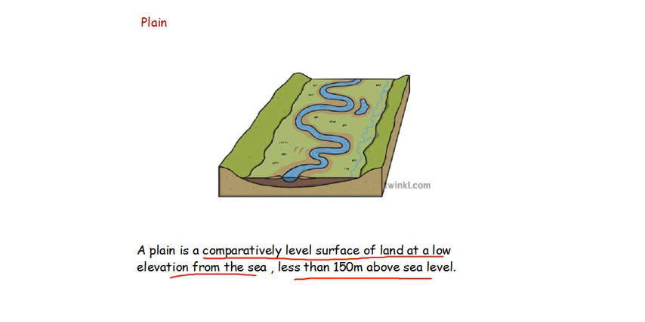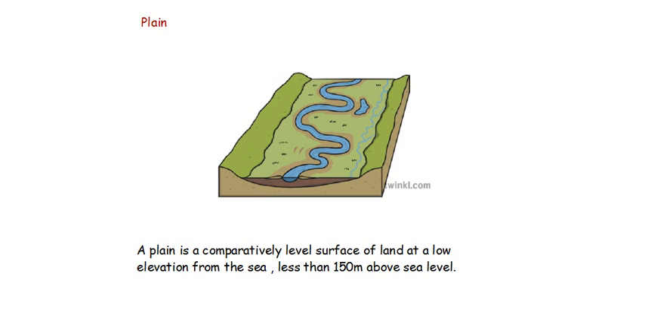Now if we compare plain with other two landforms, that is plateau and mountain, we will see that the height of the plain is quite less in comparison to those landforms. And as plain is a level surface, therefore it is easy for us to construct a road on the plain. For that reason, different kind of civilization since the ancient time has developed in the plain.